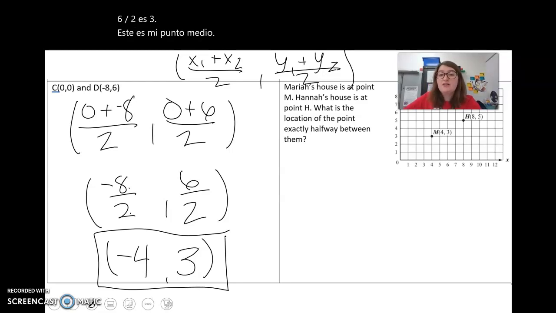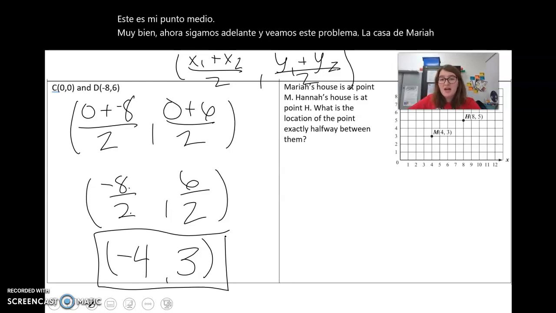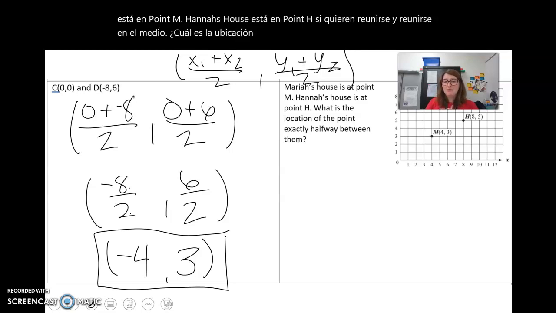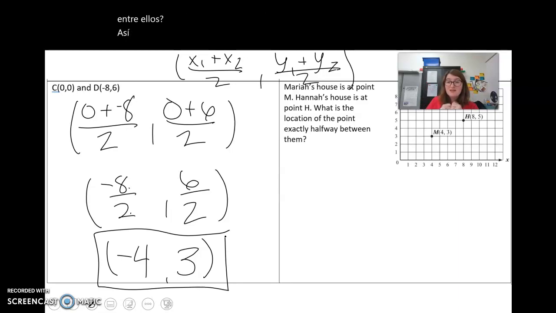All right, now let's go ahead and look at this problem. Mariah's house is at point M. Hannah's house is at point H. If they want to get together and meet in the middle, what is the location of the point exactly halfway between them? So we've been given 2 points, so we're just going to use our midpoint formula.